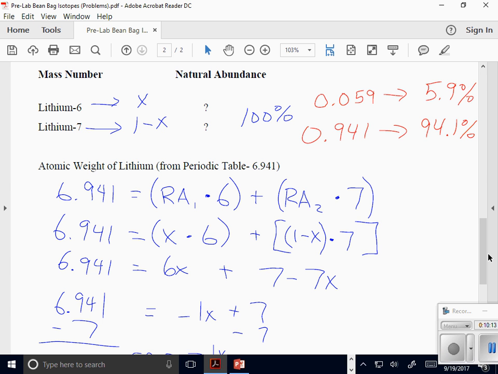Now, does this make sense? Isn't 6.941 a lot closer to 7 than it is to 6? Yes, so I would think that the more abundant of those two isotopes is going to be 7, not 6. Now, you're going to need those for the isotope lab in a couple of days. So make sure you store those in your notes where you can find them.